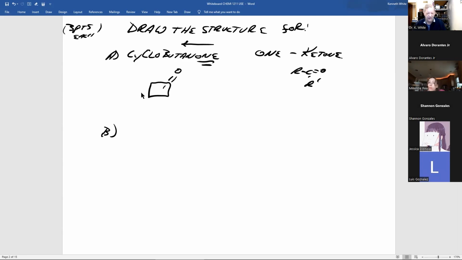But let's see if you're up to this one. And what would be the structure of 3-methyl cyclopentanone? Your turn.